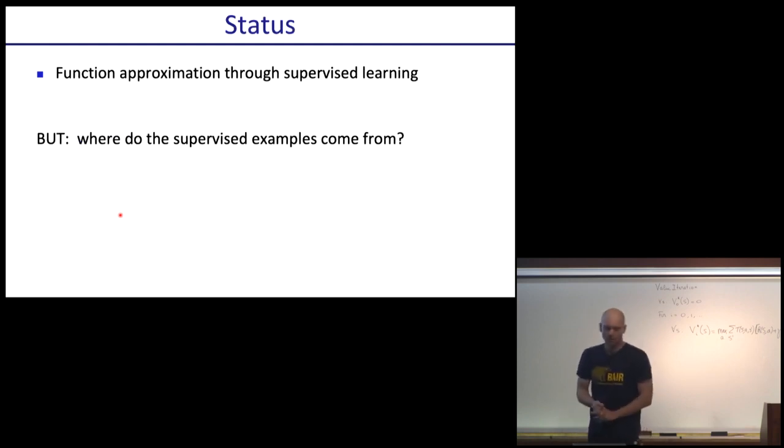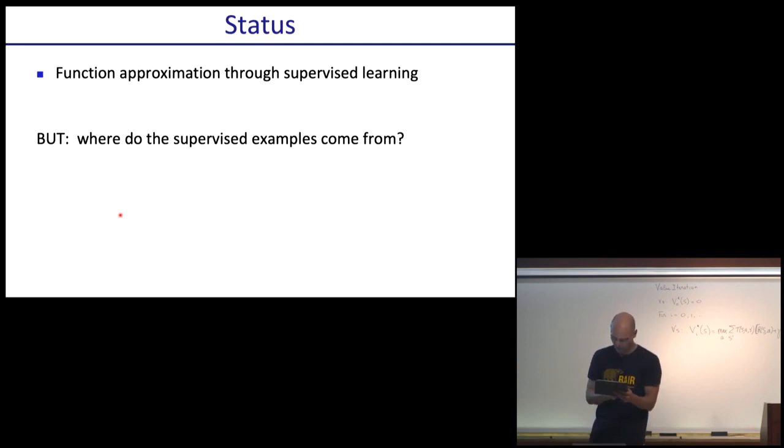Okay, so we know how to do function approximation through supervised learning. We just, these days, can call a black box, say here's some data, some of it's training data, some of it's holdout data, input-output pairs, and just find a parameter vector theta that fits this input-output pattern pretty well. But where do the supervised examples come from in our case?